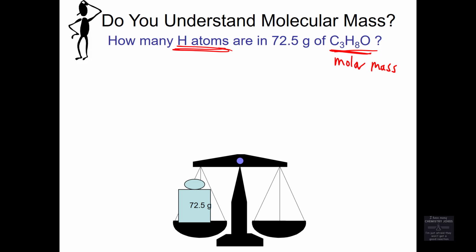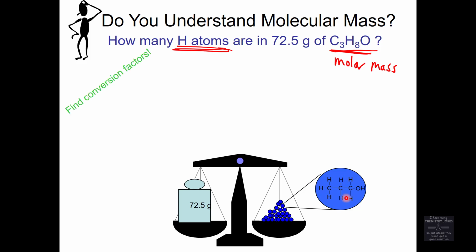So in pictorial form, we've got 72.5 grams, we've got some molecules over here. These are my molecules, but really I'm asking about hydrogen atoms in this amount of stuff. So conversion factors are what we need. Molar mass is going to be one of those conversion factors.